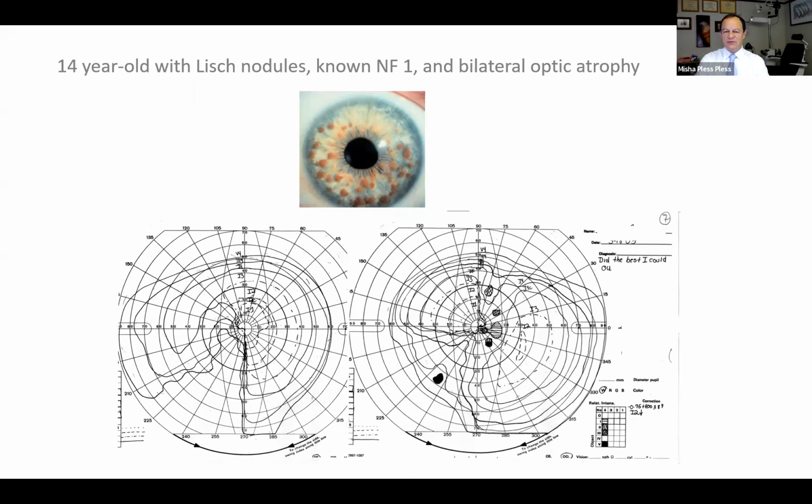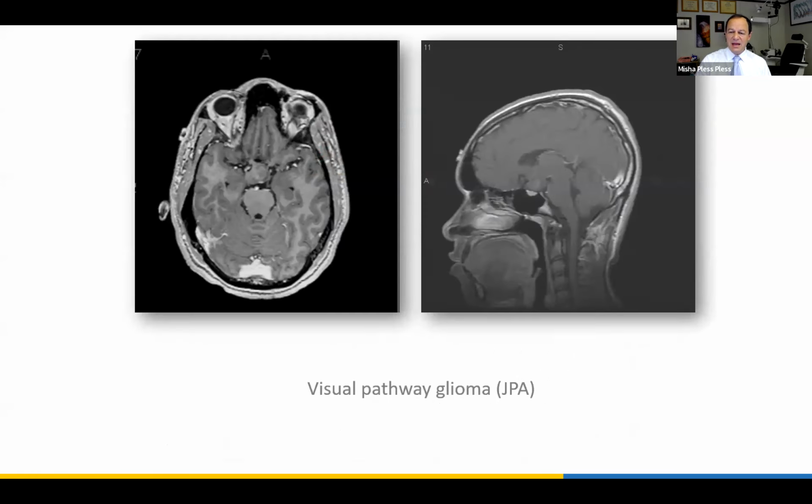Take the next patient who's 14 years old, has known neurofibromatosis type 1, Lisch nodules. You see these little excrescences, nodules on the iris that are hyperpigmented, and has known bilateral optic atrophy. Now, these are Goldmann visual field tests. They don't just test the central 30 degrees, but they test the entirety of the visual field. Again, the right side on the right, the left side on the left. And you can see here a huge cut inferiorly in the left eye, inferiorly in the right eye, also superiorly in the right eye. These are complex visual field defects in a patient with the exact same tumor.